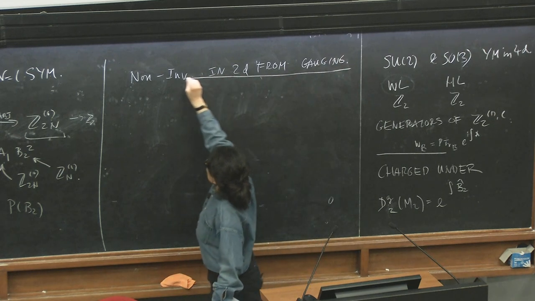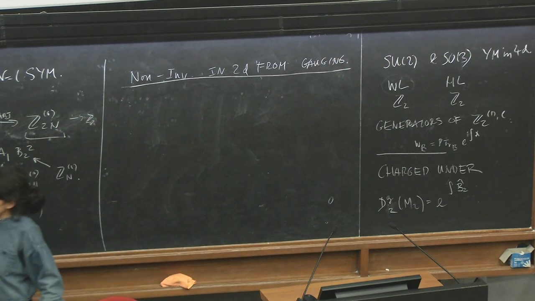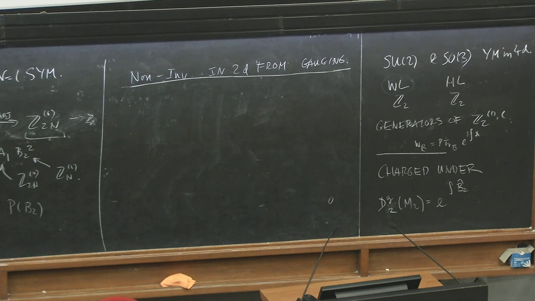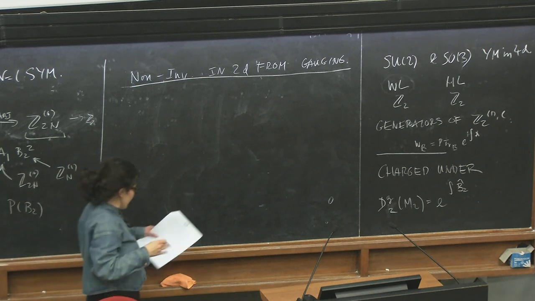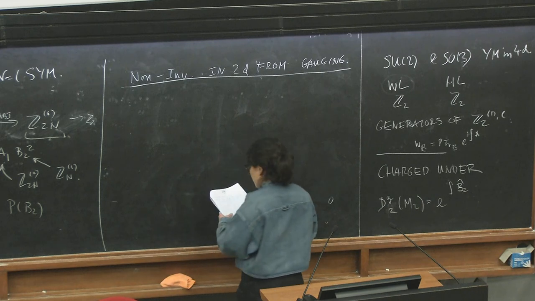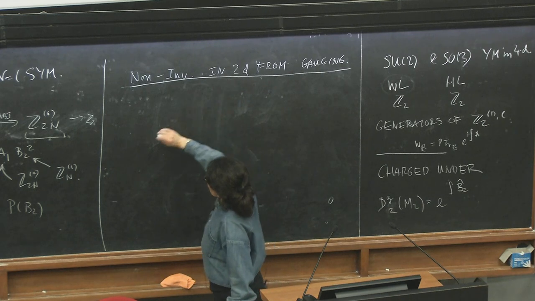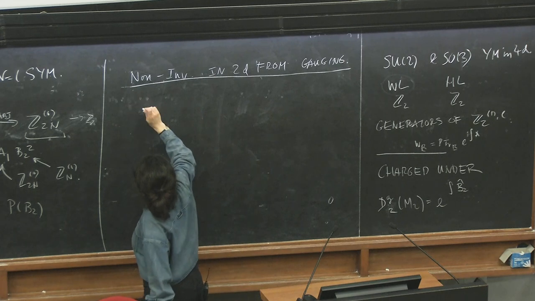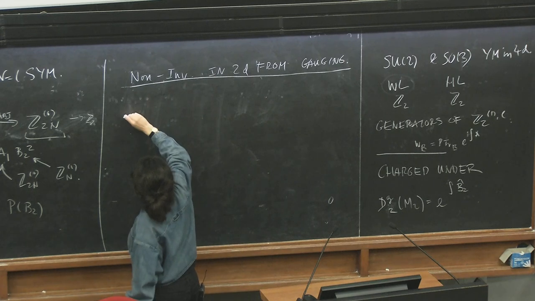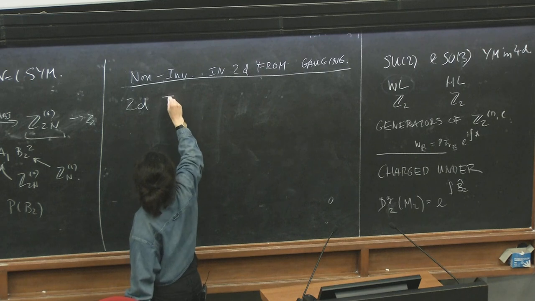And you'll see there's a lot of non-invertible symmetries that arise from gauging things we know very well. And that's why we need to learn about gauging in quite some detail. And I want to start with something extremely trivial in two dimensions. So in two dimensions, we can have a theory T.